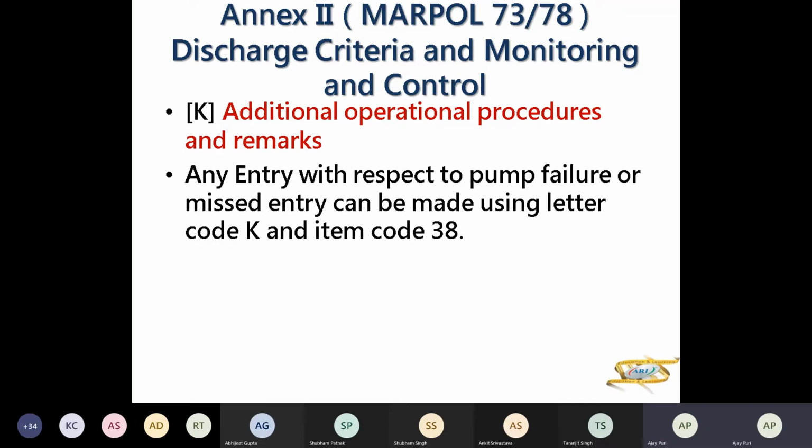And in case he is passing the tanks, then he will write that these tanks have been inspected and the pre-wash has been done as per P&A manual and Annex 2, and now the vessel can proceed for tank cleaning. Then additional operational remarks are given in case you have a failure of pump or you missed an entry, then you enter it in code K.